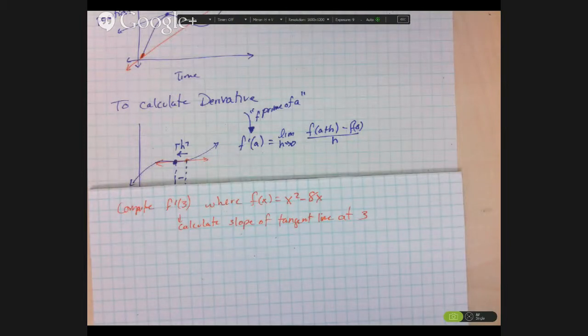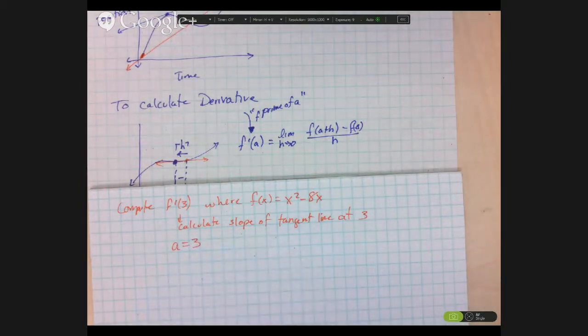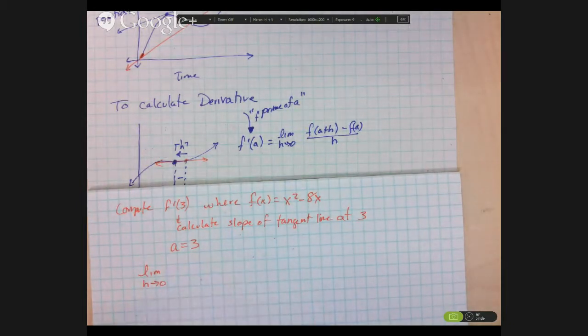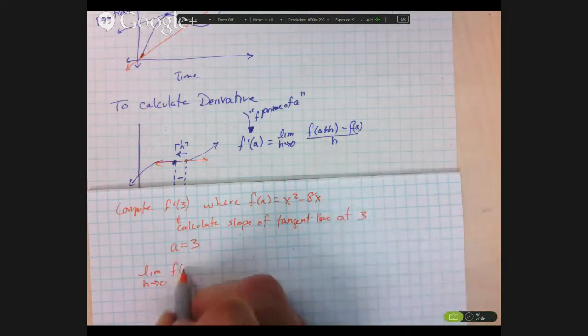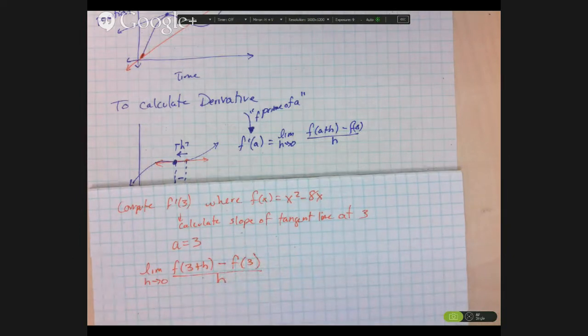Okay, what's A? 3. A is 3. So the limit as h approaches 0. Okay, we have f of A plus h, where A is 3, minus f of 3, over h. Does that look familiar? Because it was on your test. There were 2 or 3 problems like this on your limits test.